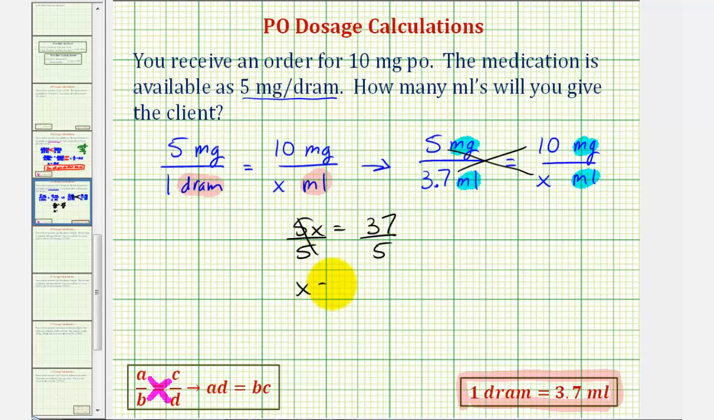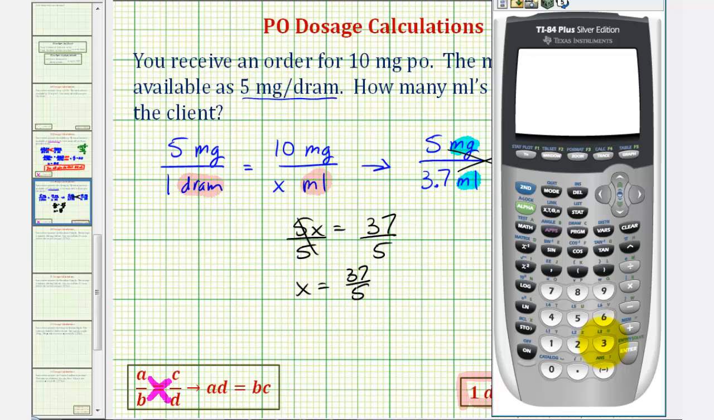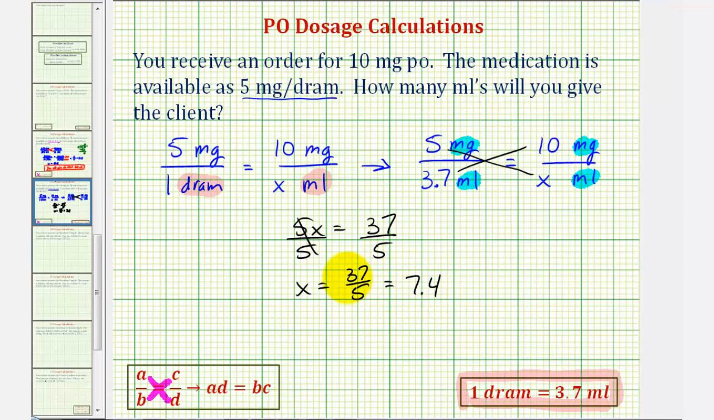So we have X equals 37 fifths. But let's go ahead and convert this to a decimal. If we're able to use a calculator, we would just have 37 divided by 5. So X is equal to 7.4. If we are asked to round to the nearest milliliter, because of the 4 in the tenths place value, we would round down and give the client 7 milliliters of medication. Let's go ahead and assume we are asked to round to the nearest milliliter.